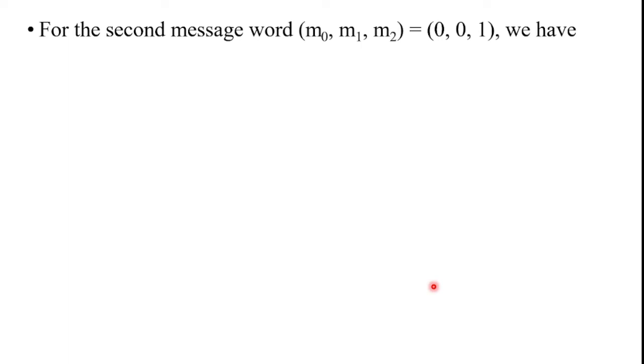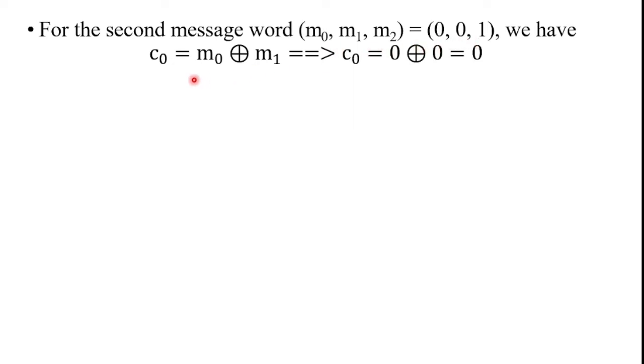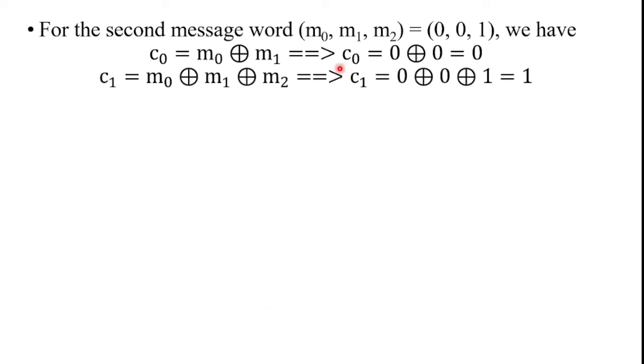In the same process, we can determine the parity bits first and after that write the complete code word structure. Here M0 is 0, M1 is 0, M2 is 1. C0 is equal to M0 exclusive OR M1. So 0 exclusive OR 0 is 0, using the exclusive OR gate truth table. And C1 is 0 exclusive OR 0 exclusive OR 1. So 0 exclusive OR 0 is 0, and 0 exclusive OR 1 is 1.